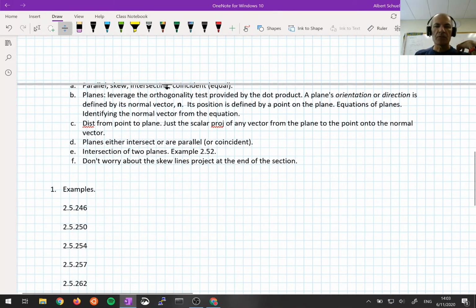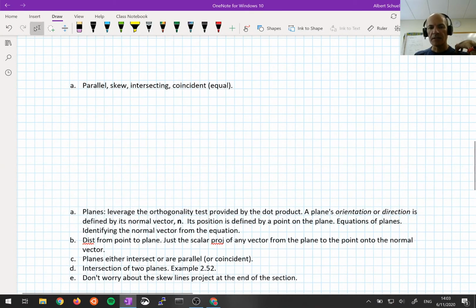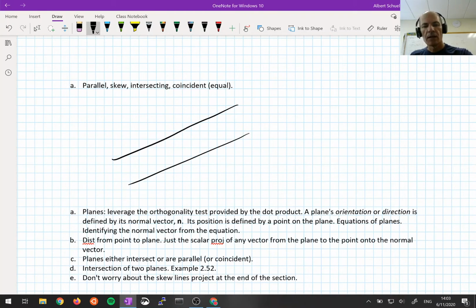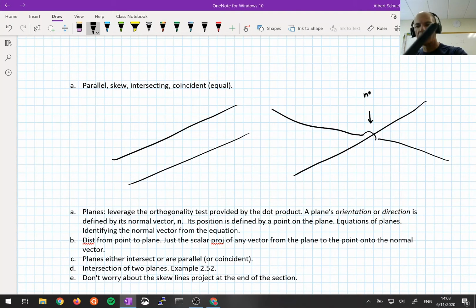Some other concepts: in 2 dimensions, lines were either parallel or they intersected. In 3 dimensions, we have more possibilities. In 3 dimensions, of course, 2 lines could be parallel, but they could also be what we call skew, where this line doesn't intersect. There's no intersection here.